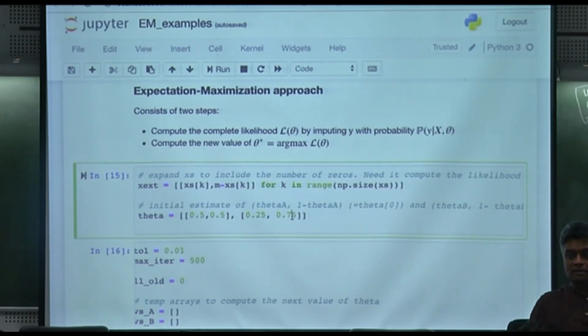So when I have two coins and I want to differentiate them, what is the worst possible thing I could start off with? Both 0.5, 0.5, right? Because then the initial guess has no information whatsoever. So let's try that and see what happens.